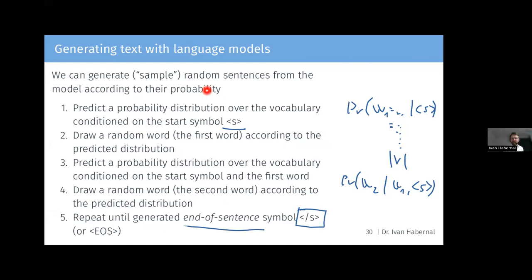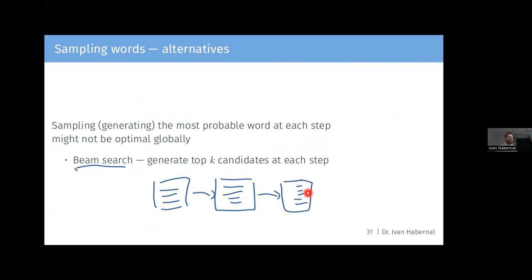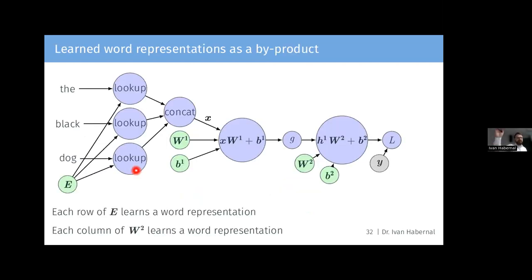Good. So there are also alternatives to sampling words. Maybe you don't want to take the most probable word at each step, because if you do that, it might not be the best sampling strategy globally. So you might want to do something like beam search, where you generate the top K candidates at each step. Given these top K candidates, you generate another top K candidates at each step, and then you take the most probable one. This is like a standard breadth-first search. And the beam size determines how much you need to store in each step.